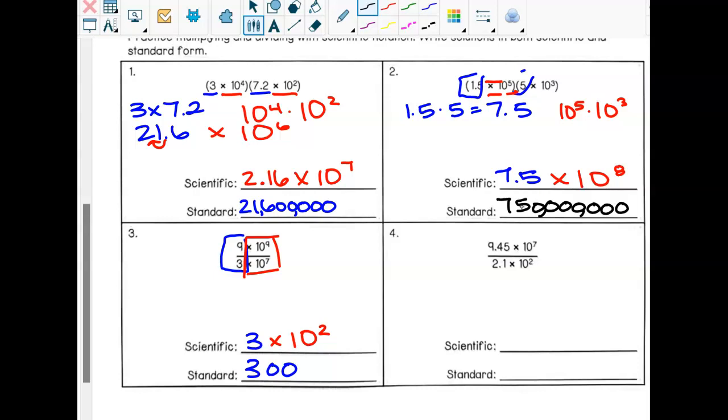Okay, for the next one, we're going to do 9.45 divided by 2.1. 9.45 divided by 2.1 gives me 4.5. So 4.5 is the number. And then to think about our exponents, we've got 10 to the 7th divided by 10 to the 2nd. So those get subtracted and become 10 to the 5th. So when I write that out, it's going to be 4.5, 1, 2, 3, 4, 5. So 450,000.